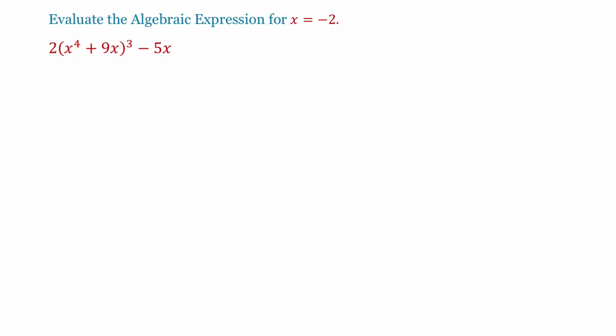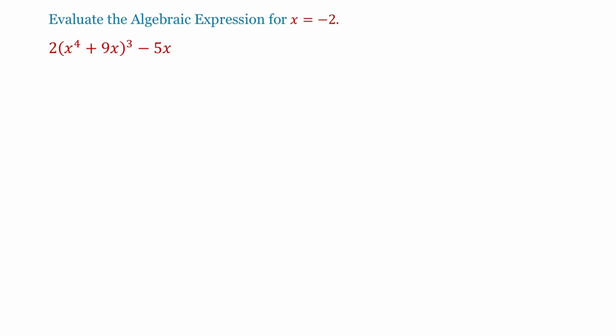Hello. We have the algebraic expression 2 times the quantity x to the 4th power plus 9x all cubed minus 5x, and we need to evaluate it for x equals -2. To evaluate an expression means to find the value of this expression for a given value of the variable. So in the first step, we need to replace each x with -2.